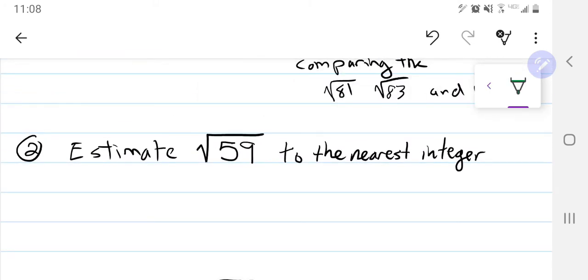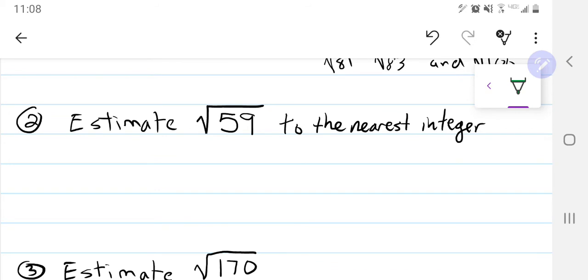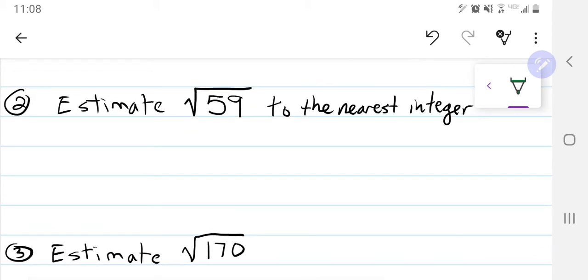All right, let's try it again. Estimate the square root of 59 to the nearest integer. Why don't you try that on your own, pause, and then check your answer to see if you got it.